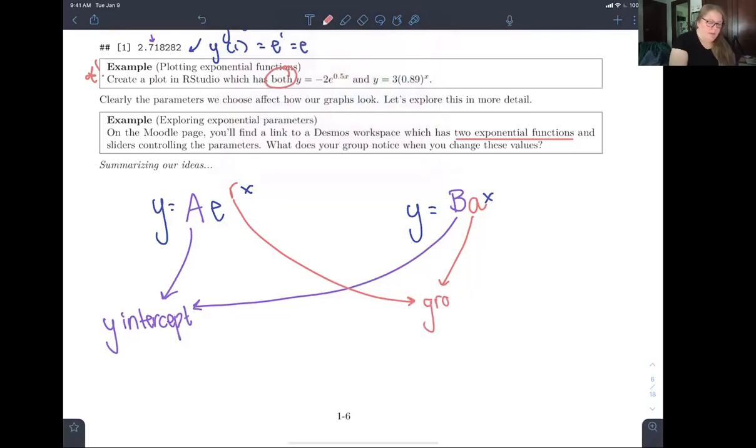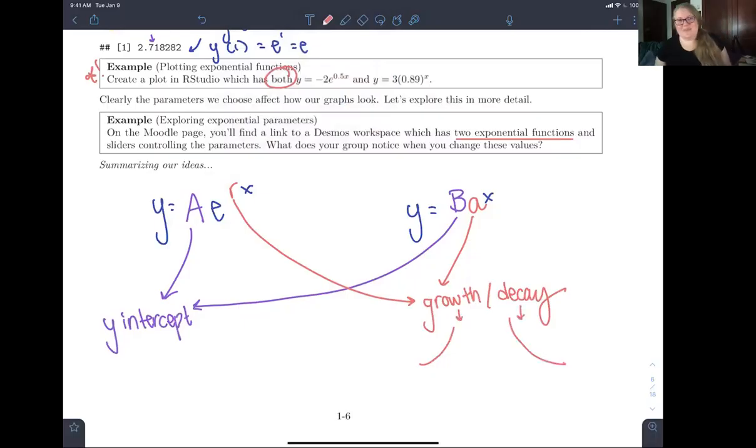They determine if we have either growth or decay, depending on what the values are. And you probably noticed this too. As you change, say, R, you're either going to get something that looks like this, or something that looks like this, right? That's growth. Oops, I made a mistake there. Sorry. There we go. That's growth. That's decay, right?